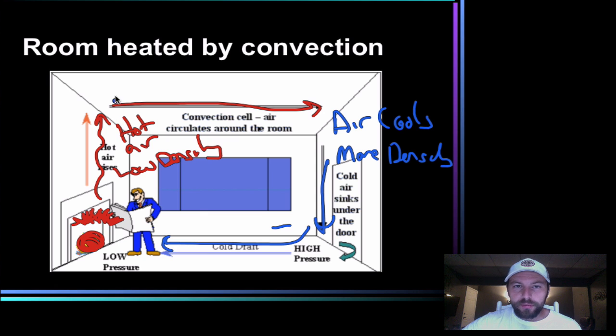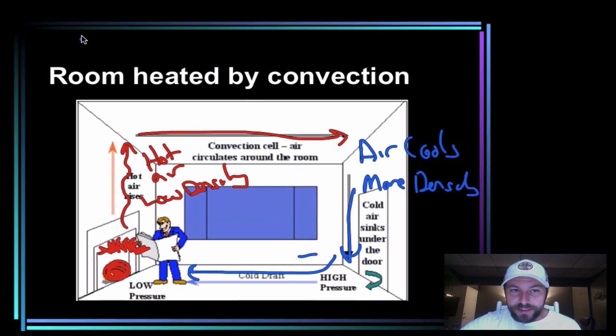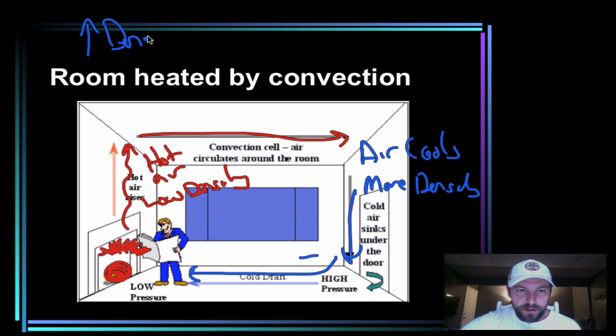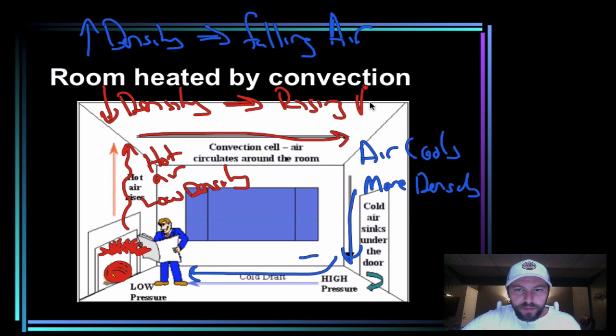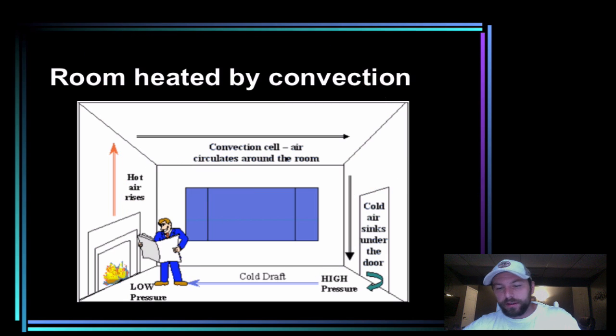We need to remember that high density, increased density, is going to cause falling air or falling fluid. The exact opposite holds true. Okay, if we decrease density, that's going to cause rising air. You need to get these straight, memorize them, watch this 1,000 times. Do whatever you have to do to make sure that you get this. This keeps popping up over and over again.